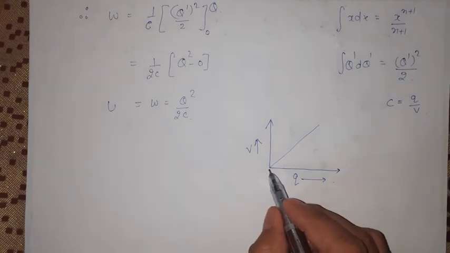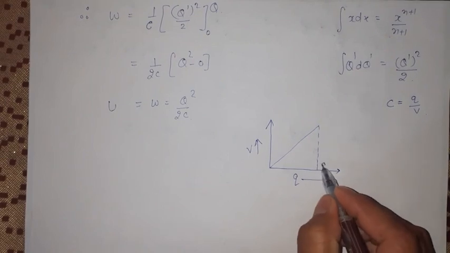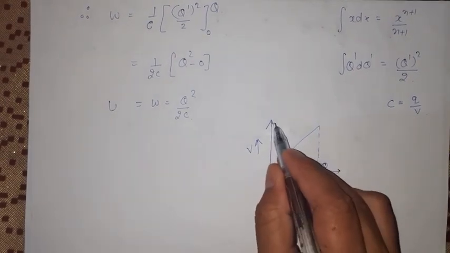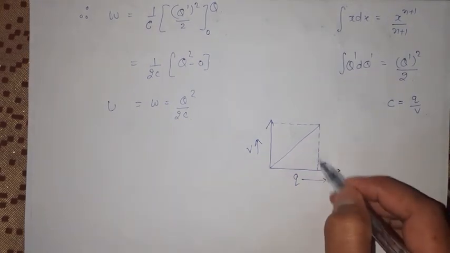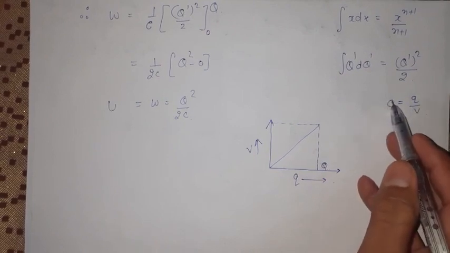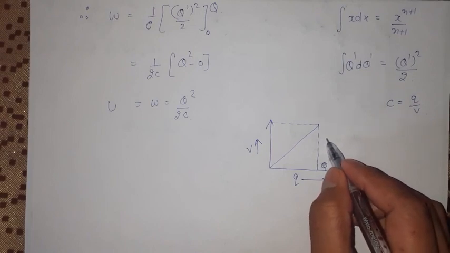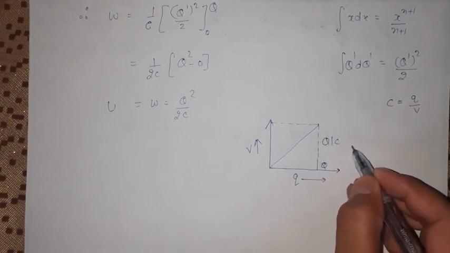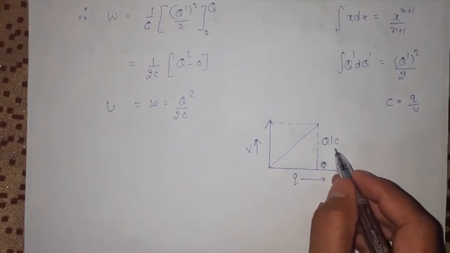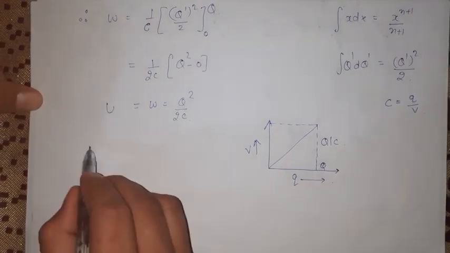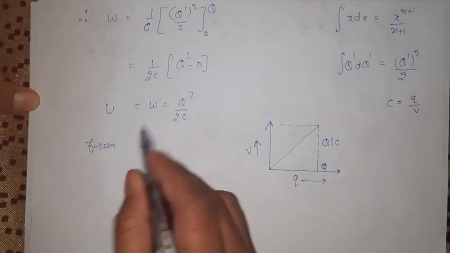Now just suppose that I have this charge Q. What will be the potential at this time? The potential at this time is Q by C. So the potential difference is Q by C. Okay, so when there is the charge Q, the potential is Q by C, where C is the capacity.